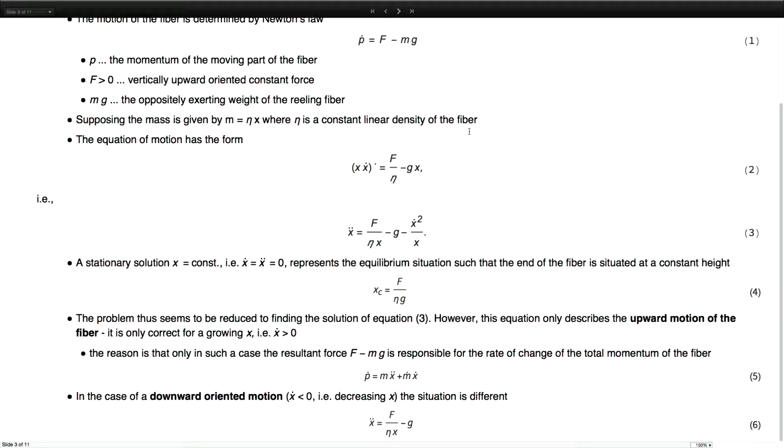However, this equation only describes the upward motion of the fiber. It is only correct for a growing x. It means that the first time derivative of x is greater than 0. The reason is that only in such a case is the resultant force responsible for the rate of change of the total momentum of the fiber.